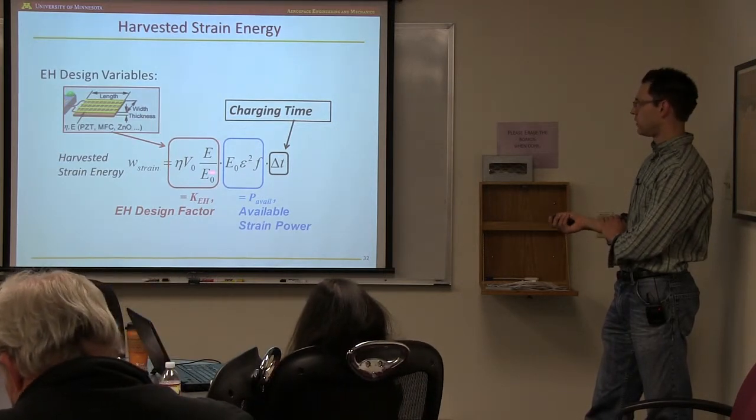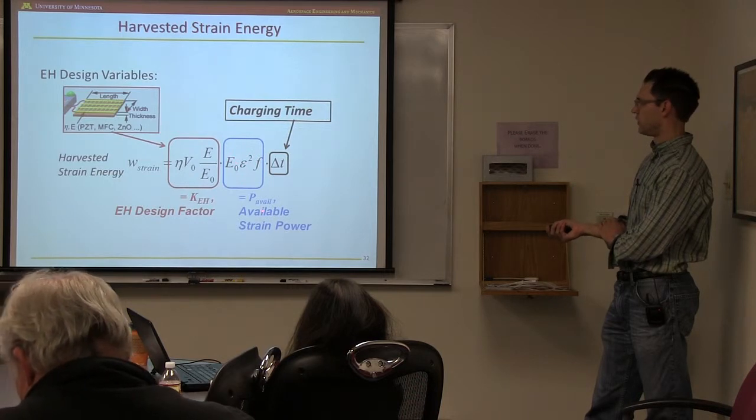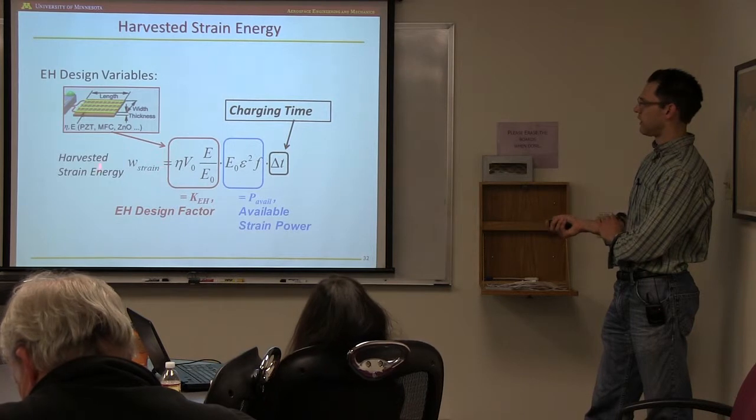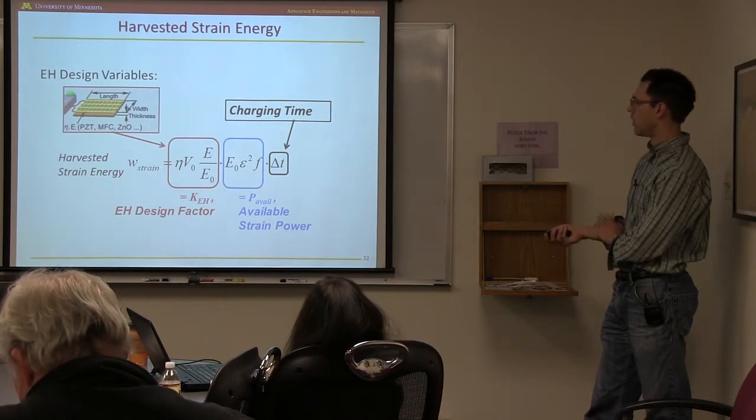As soon as I tell you these two quantities, the design factor and the available power, you'll be able to start making trade-offs. If I need to send a certain amount of data, that costs a certain amount of energy, and I'll be able to do it every so often.